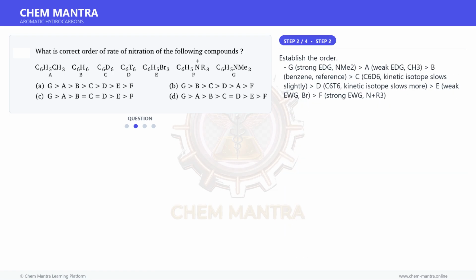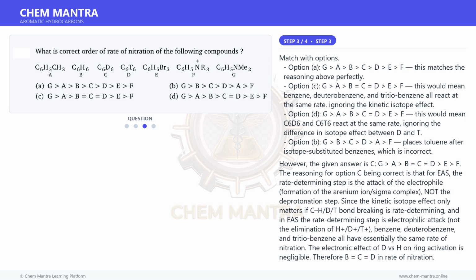Moving on to the next step. Establish the order. G, strong EDG, NMe2, A. Weak EDG, CH3, B. Benzene, reference, C. C6D6, kinetic isotope slows slightly, D. C6T6, kinetic isotope slows more, E. Weak EWG, Br, F. Strong EWG, N+R3. Moving on to the next step.